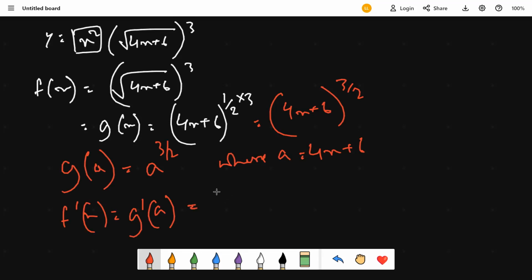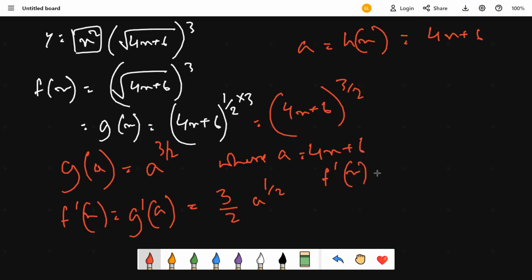means we have 3 by 2 a to the power half, isn't it? Now, if that's the case, substituting this a with the actual expression, where a is represented as, let's say, h of x, and h of x is itself 4x plus 6. Okay, so f prime of x equals g prime of h of x. Now, when h of x comes inside, we have to implement h prime of x. But initially, we don't need to.